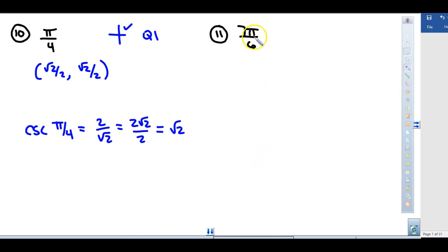Okay? Now, if you're not in the first quadrant, and this is when you've got to recognize those radians, you've got to recognize this is not in the first quadrant. Okay? A couple of hints here.